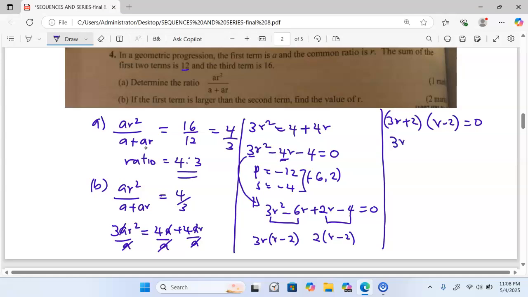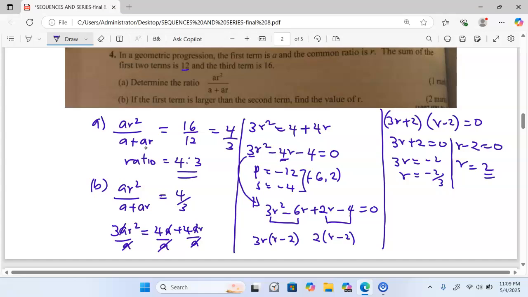We can therefore say 3r plus 2 is equal to 0. 3r is going to be equal to -2. r is going to be -2/3. Or we can as well say r minus 2 is equal to 0. If you take 2 to the other side, r is going to be equal to +2.